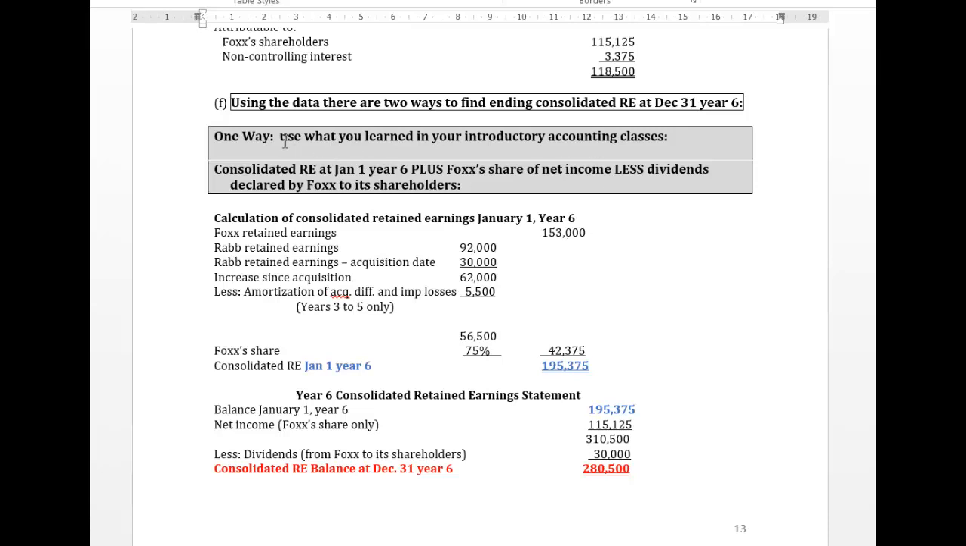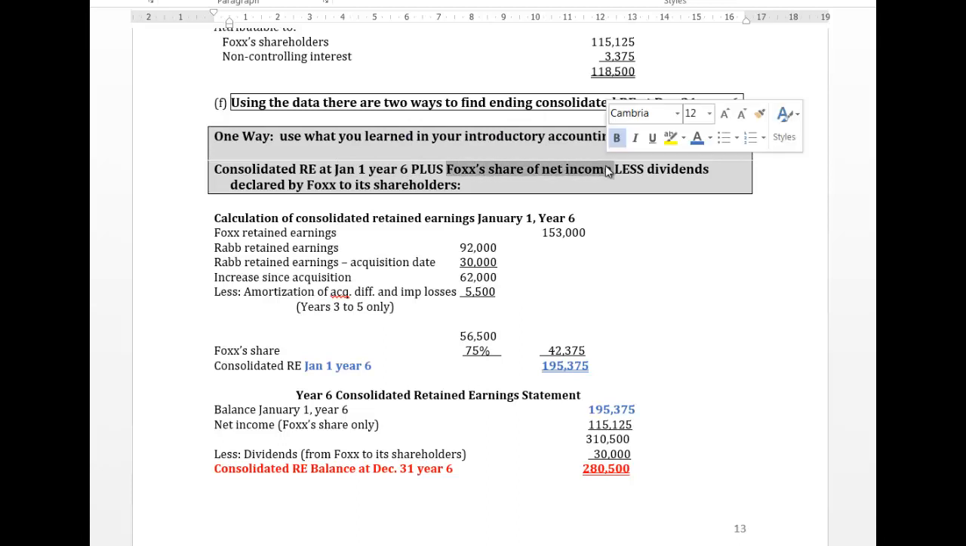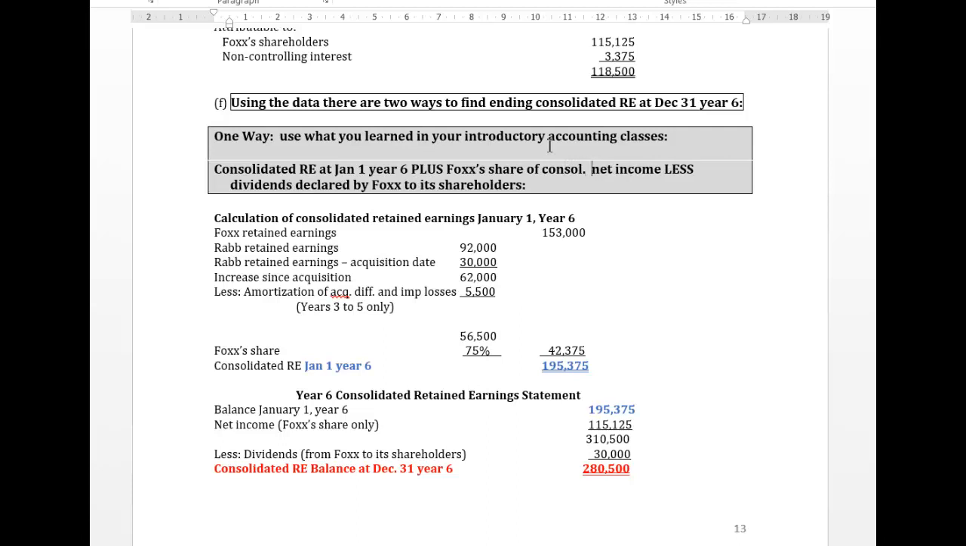So you can use what you learned in your introductory accounting classes and find the consolidated retained earnings at January the 1st, year 6, and add to it Foxx's share of consolidated net income less dividends declared by Foxx to its shareholders. So I'll just make sure that's clear. Consolidated net income. And then let's see how this method would work. As you might recall, this was demonstrated in the textbook too, so we've reviewed it in class, but this is just a different question where you could use it, right?